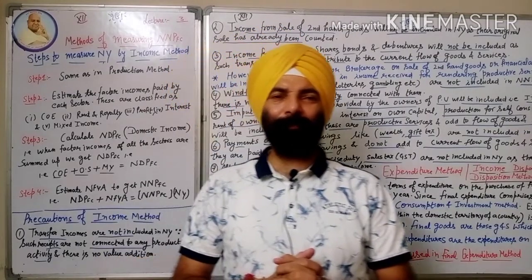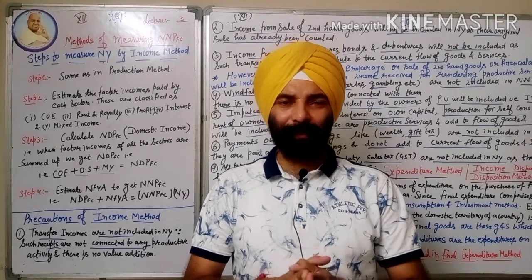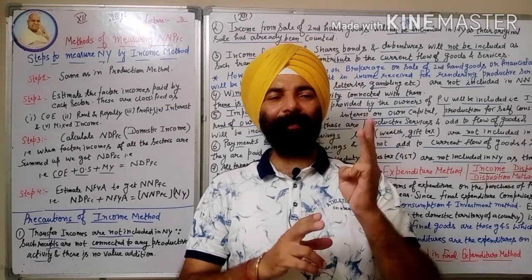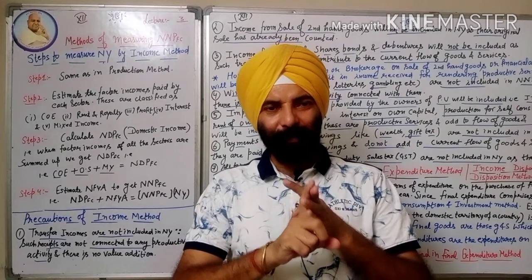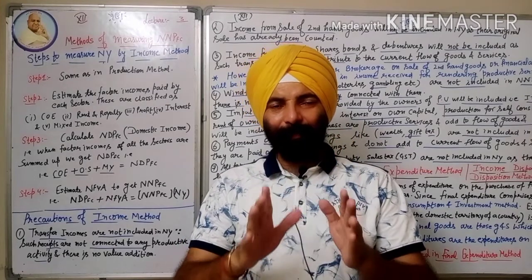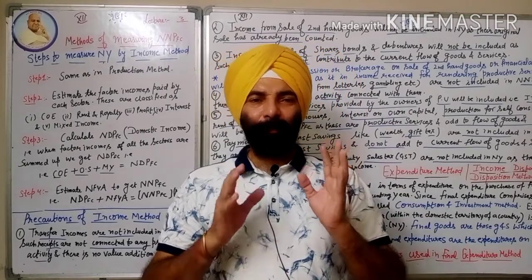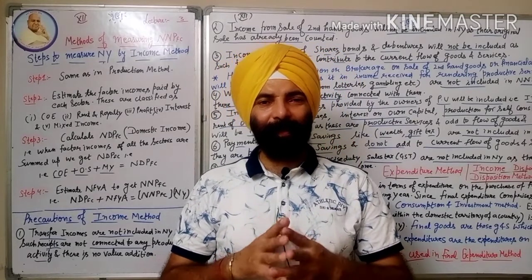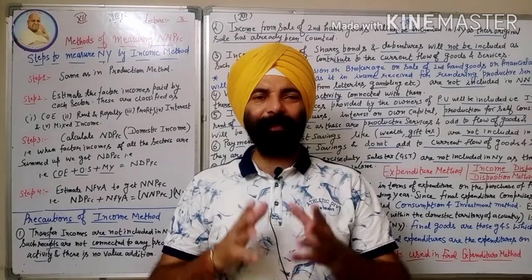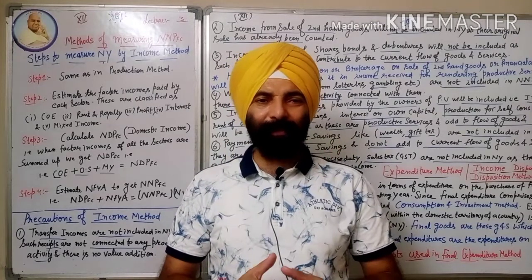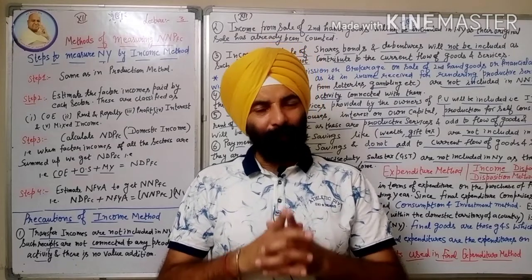Let's continue with lecture 4 of the chapter, measurement of national income by 3 methods: production method, income method and expenditure method. So we have covered till now the first method, production method of measuring the national income, and we studied the problem of double counting. We studied the precautions to be taken while measuring the national income by production method.